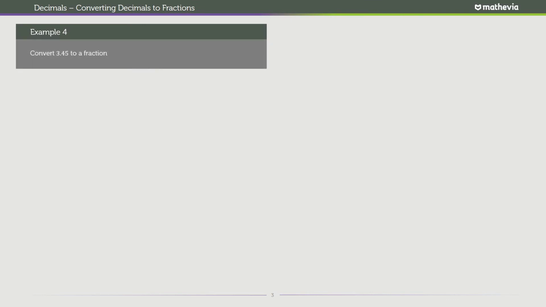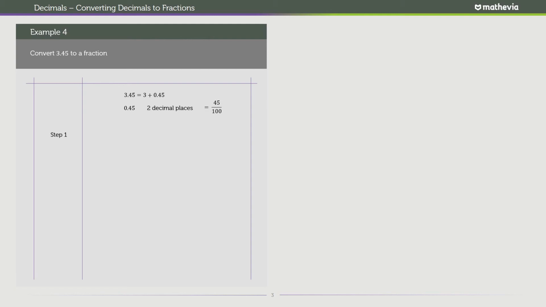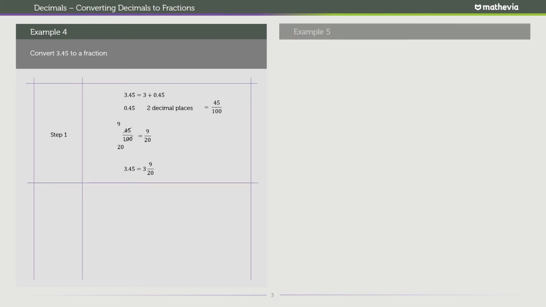Example 4: convert 3.45 to a fraction. Something interesting about this decimal number is it has a whole number part. So when we convert this to a fraction, we would end up with a mixed fraction. We have 3.45 equals 3 plus 0.45. The decimal part is 0.45, and the whole number is 3. We express this decimal as a fraction: 45 over 100, and when we reduce this we end up with 9 over 20. So 3.45 is three whole numbers, and then the decimal part converts to the fraction 9 over 20.